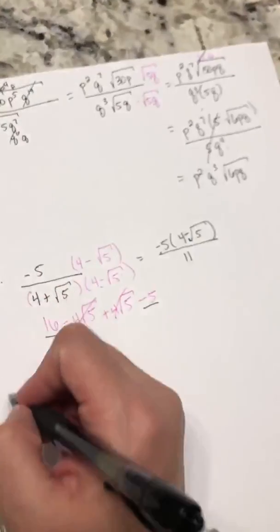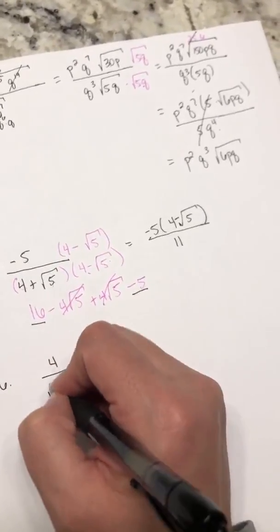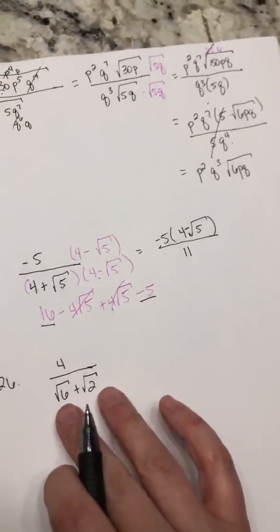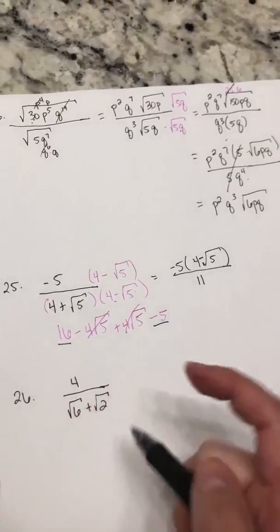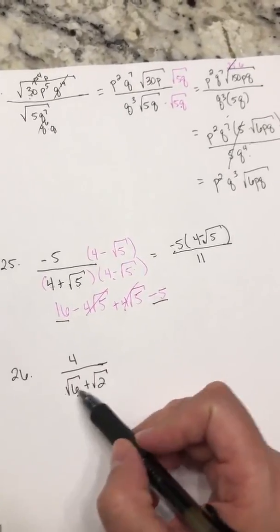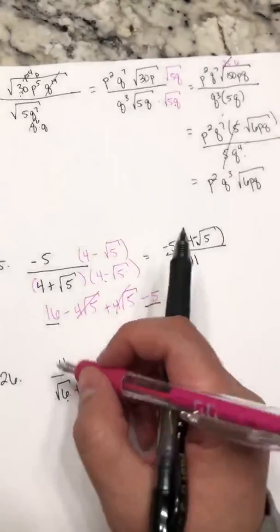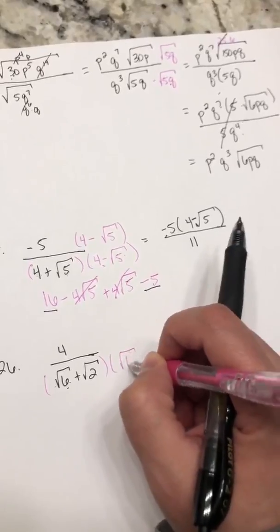What if you have, like number 26, 4 divided by the square root of 6 plus the square root of 2. So you cannot combine these because they're not both square root of 6s or both square root of 2s. Remember, you can't combine them. It's not like multiplication and division. So you're going to multiply the numerator and the denominator by the conjugate, which is the opposite sign.